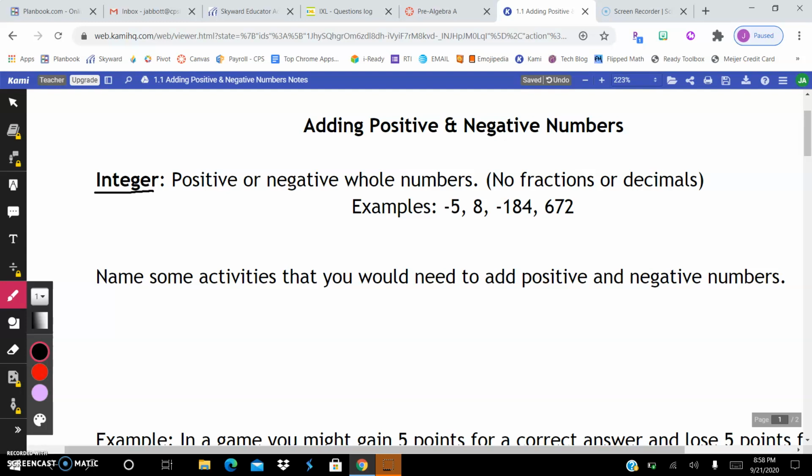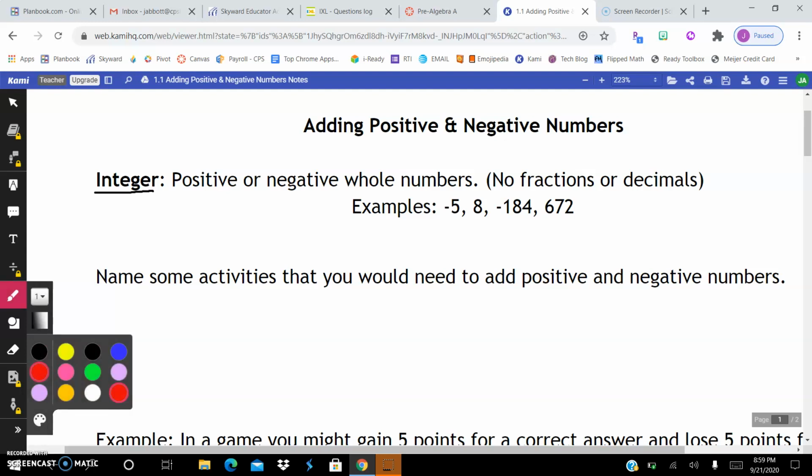So I put a few examples here: -5, 8, -184, 672. Those are all integers. They're positive or they're negative. There's no decimals, no fractions. So I want you to think about some activities that you would need to add a positive and negative number together. So think about that. What would you be doing if you had to add positive and negative numbers together?